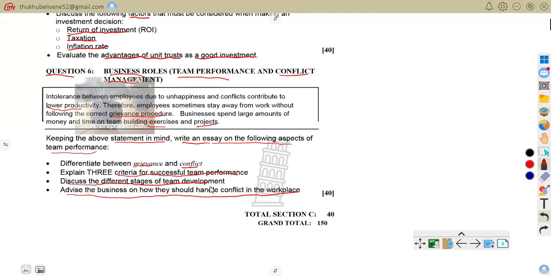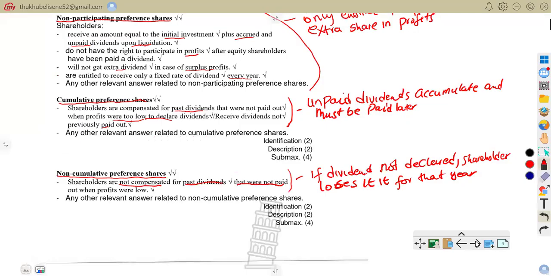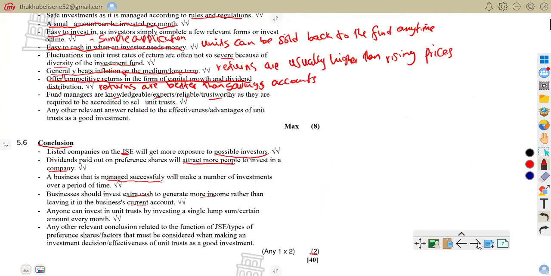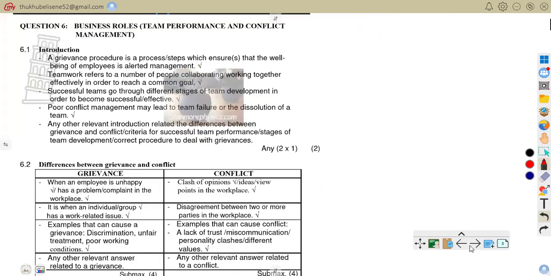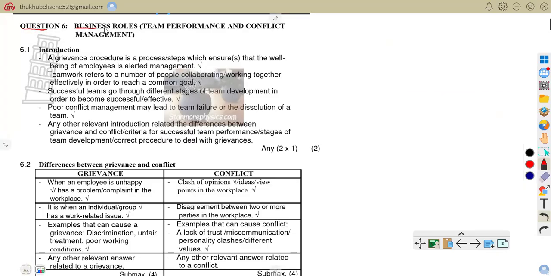So these are the aspects that we are to attend to. Let's quickly go to the answers now and see how we are to answer this question. So here we are on question 6. Here are our answers for question 6: Business rules, team performance, and conflict.